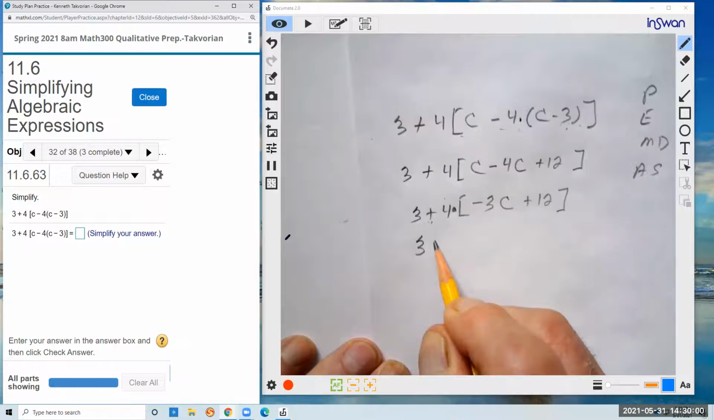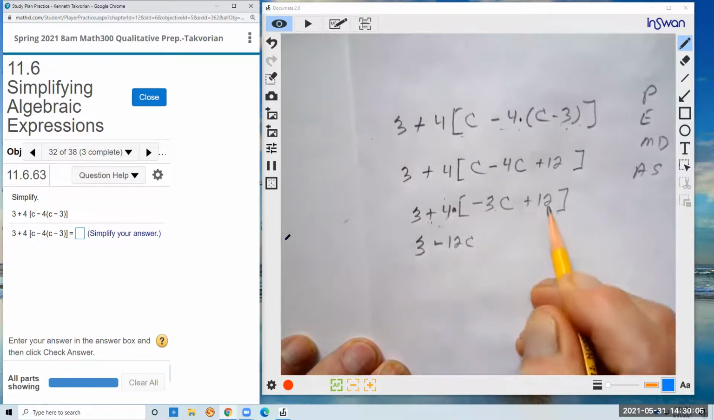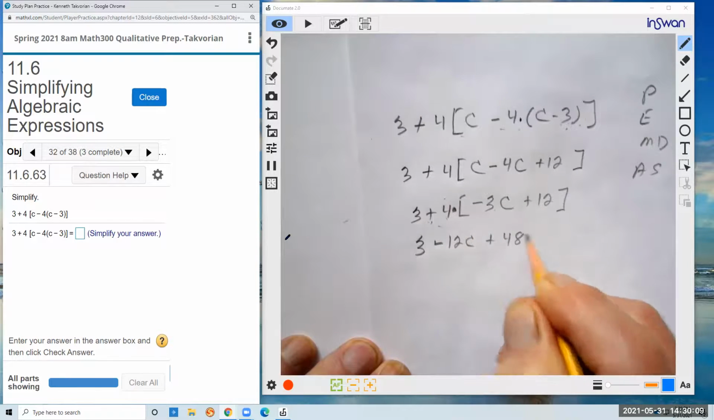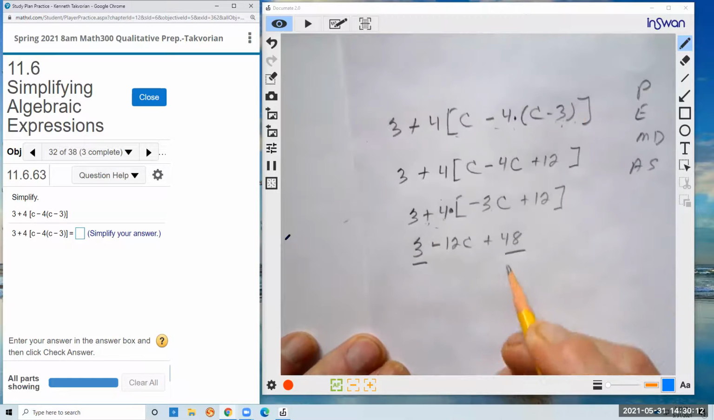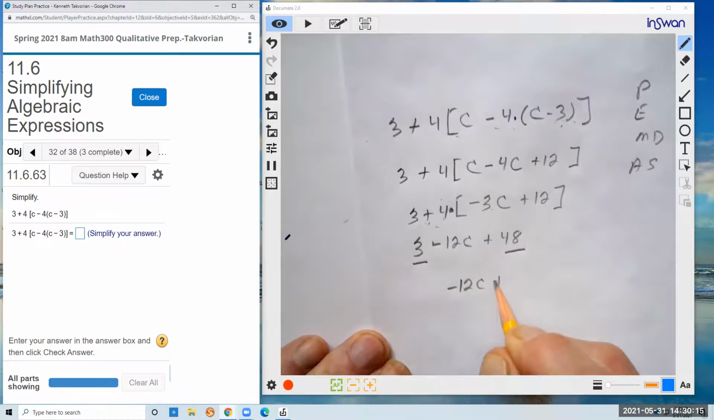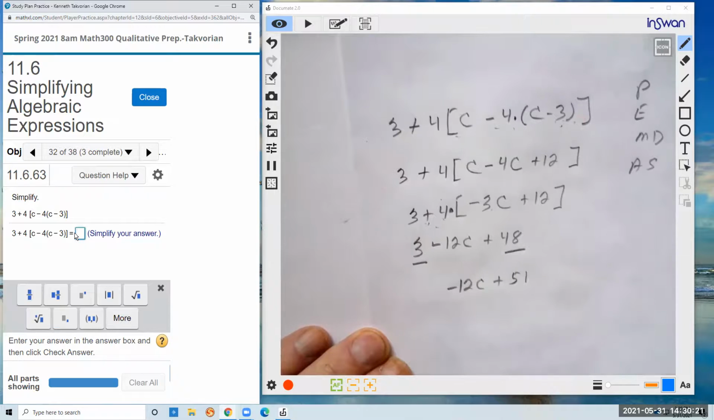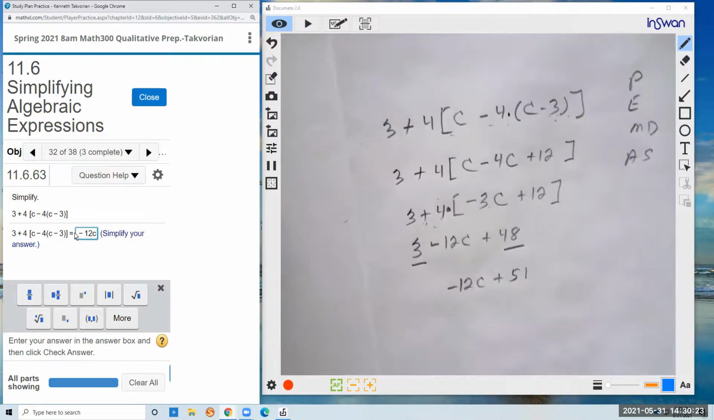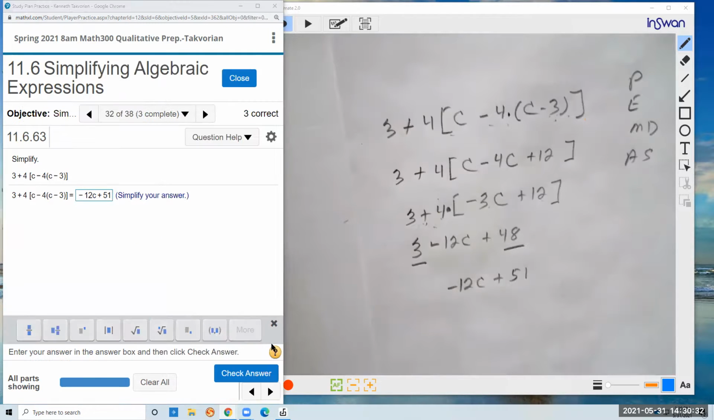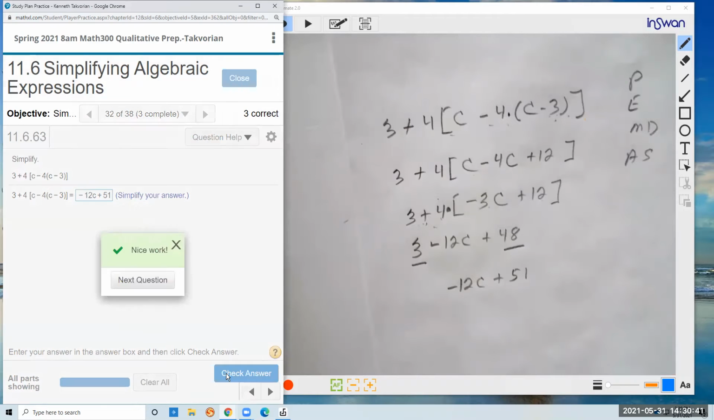So it's 4 times negative 3c would be negative 12c. 4 times 12 would be 48. And finally, we can add like terms. So we have minus 12c plus 51. Minus 12c, add 51. And let's see if I can find out. There's the check answer. And I'm trying to move this out of the way. And I got it right.